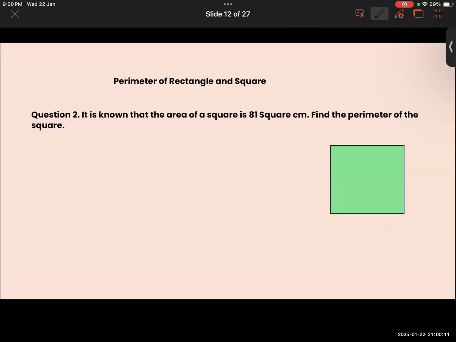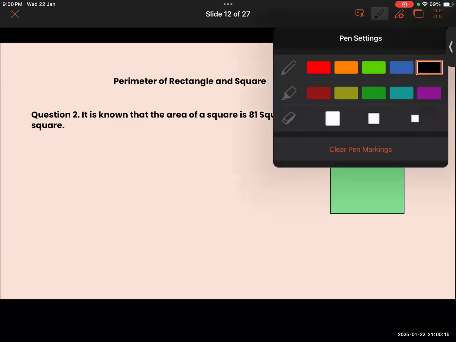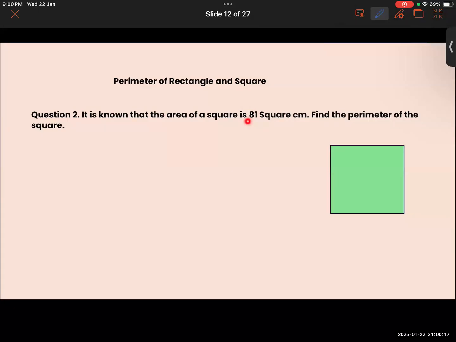I'm going to change the value in this question because this question you are meant to solve. Suppose instead of 81 square centimeter, it was given as 144 square centimeter. Now say that the area of a square is 144 square centimeter. We need to find the perimeter. Let's solve this.